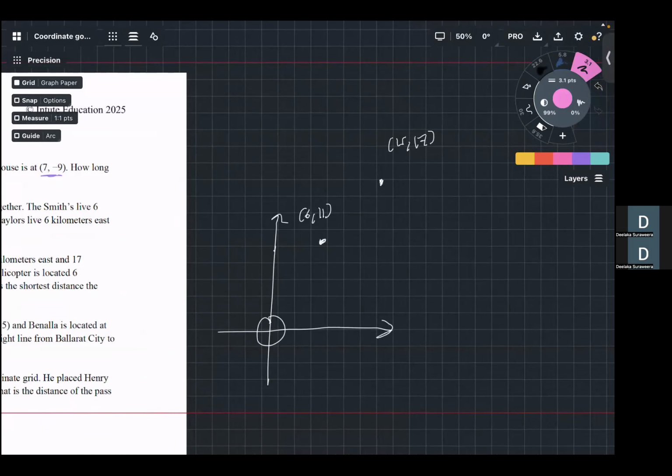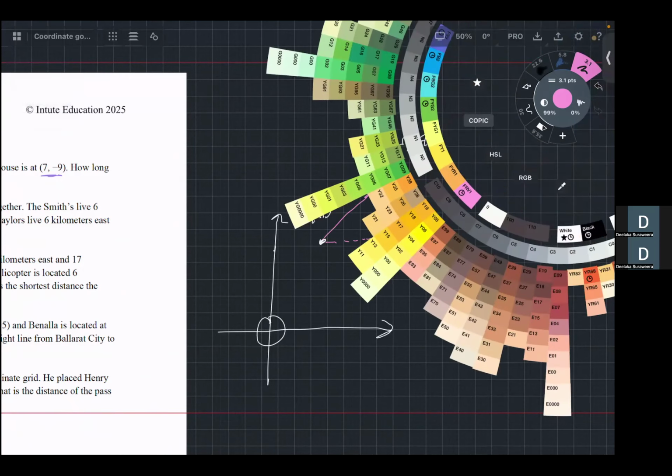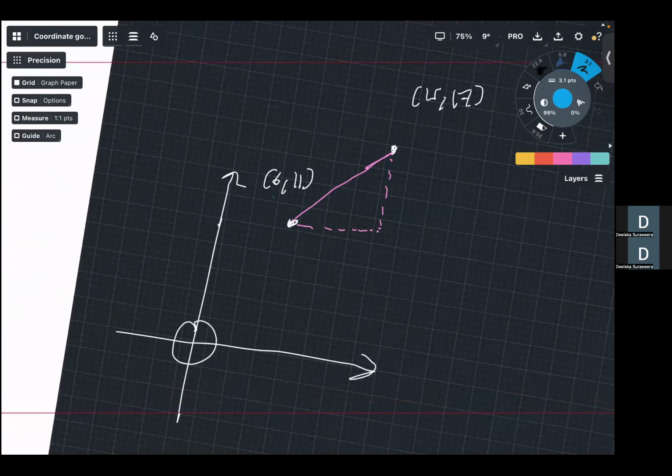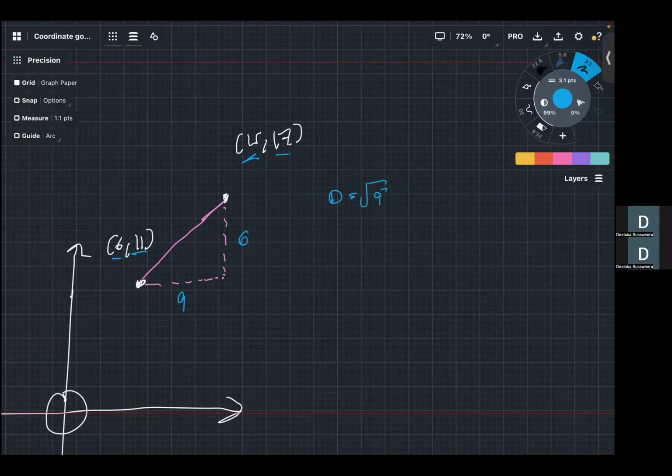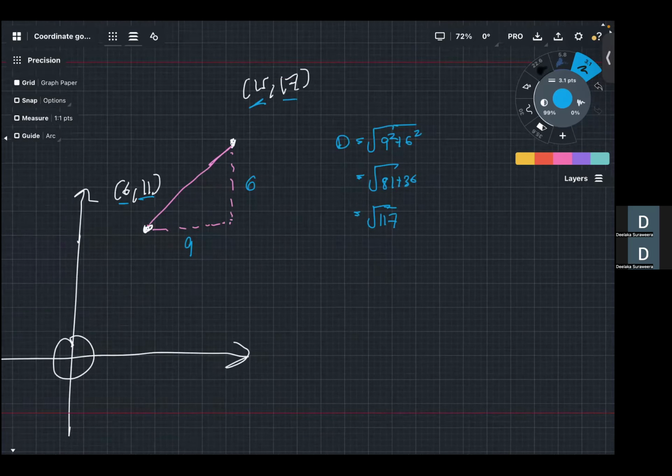It's not to scale, but it doesn't matter, right? You can ignore the scale part for now because you want to find the distance between these two. Then you use the Pythag way. So the horizontal distance is 15 minus 6, which is 9 kilometers. And the vertical distance is 17 minus 11, which is 6 kilometers. And now you just need to find the hypotenuse. So distance is the square root of 9 squared plus 6 squared, which is root 81 plus 36, which is root 117, right?